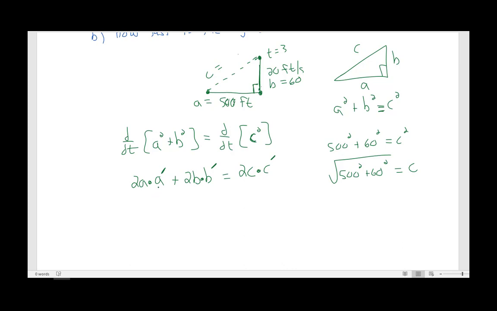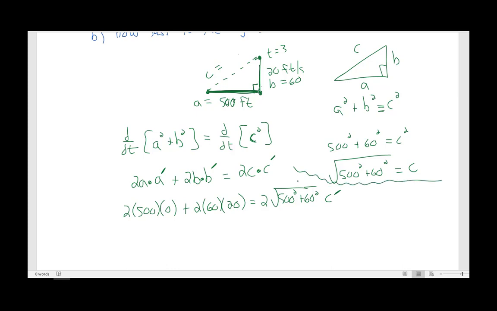Well, similar to our cylinder problem that we just did, what's this distance? It's 500. And how does this distance change? It doesn't. So since this distance stays the same, its change is 0. There is no change in that distance. So we have A being 500 feet, but A prime is 0. We have B being 60 feet, and B prime is 20 feet per second. We have 2, and then C is whatever that number was from our hypotenuse, and then C prime, that's what we're looking for. Got a little cluttered there, I apologize.